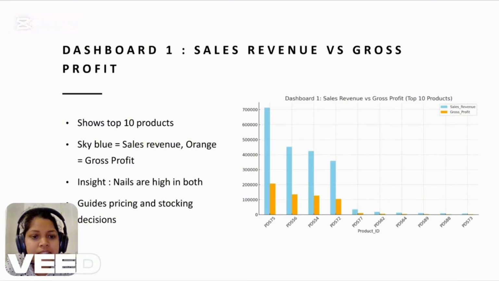Dashboard 1, Sales Revenue versus Gross Profit. This dashboard visualizes the top 10 products based on both revenue and profit. While some products drive high sales volumes, they may not deliver strong profit margins. The dashboard helps management strike the right balance between top line and bottom line growth.